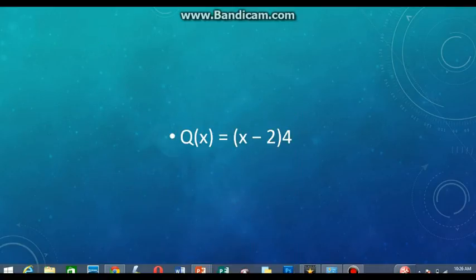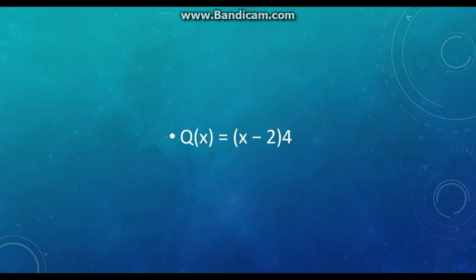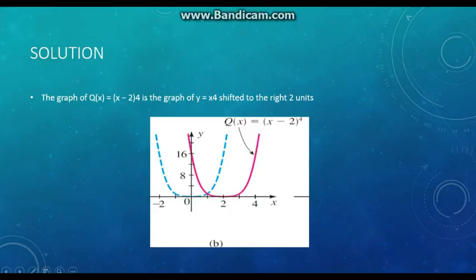The next example is Q(x) = (x - 2)^4. The solution for that problem is that the graph of Q(x) = (x - 2)^4 is the graph of y = x to the fourth power shifted to the right 2 units. A graph is shown below.